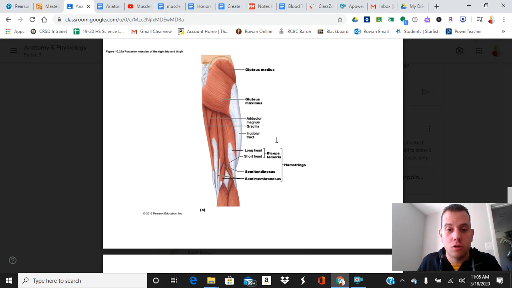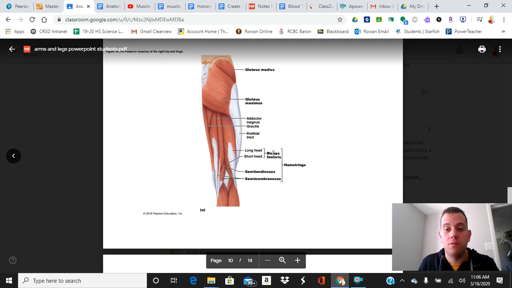The hamstring muscles, which are made up of the biceps femoris, which has a long head and a short head, the semitendinosus, and the semimembranosus. Now, in the cat, we'll be able to see these when we extend the cat's legs open. You'll see these pretty nicely. Those make up your hamstring group. Biceps femoris, semitendinosus, semimembranosus.